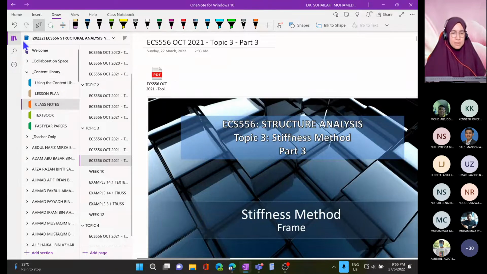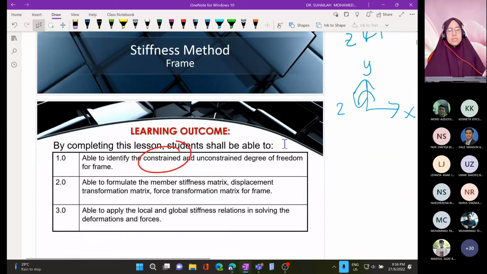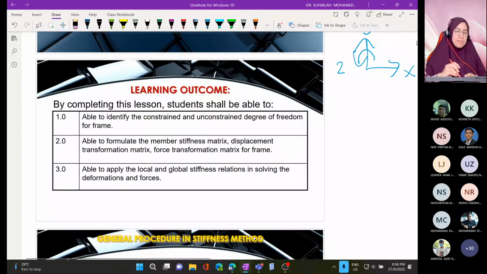Okay, this one, frame. If we refer to this, the learning outcome will be the same, as I mentioned: truss, beam, frame. The most important thing is you know how to differentiate between the degree of freedom in truss, the degree of freedom in beam, and the degree of freedom in frame. The difference is only here.